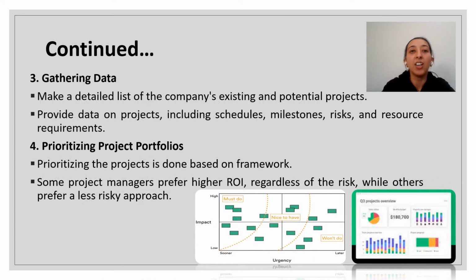In this slide, the third and fourth steps of the implementation process are explained. The third step is gathering the portfolio related data. Data collection is the process of assembling qualitative information about specific variables in order to evaluate outcomes or distill actionable insight. Managers identify the company's current and future projects.